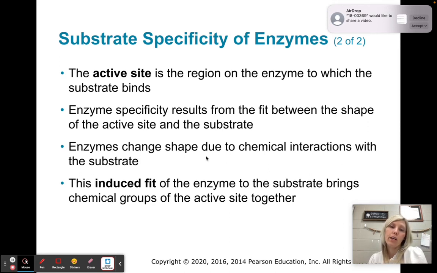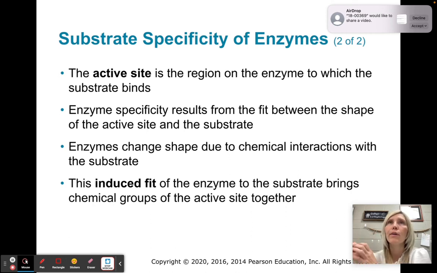Okay, so when we say they change shape due to chemical interactions with the substrate, you'll see a picture in just a moment where, when the substrate binds, it kind of looks like it squeezes or hugs it a little bit tighter. So there are interactions, some bond formation happening between those two molecules. So there is an alteration of the shape.